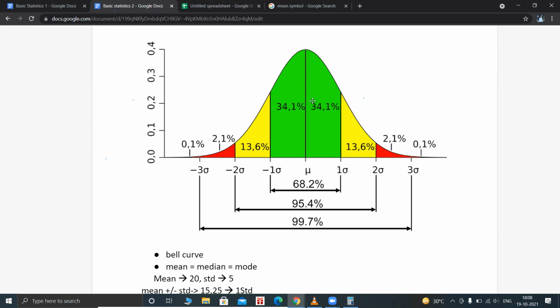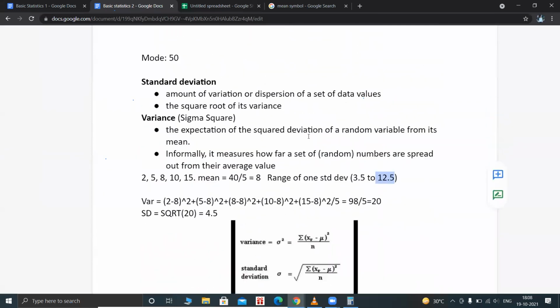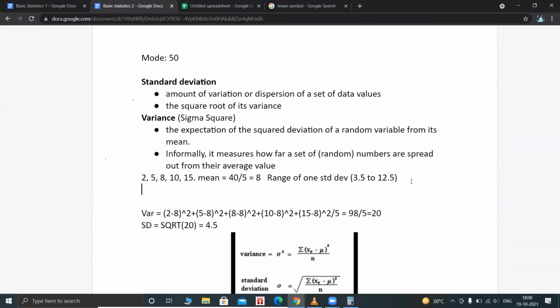68.2% of the data lies within 1 standard deviation and 95.4% of the data lies within 2 standard deviations. Now give me the range for 2 standard deviations. Give me the range for 2 standard deviations, guys. Here, give me the range for 2 standard deviations.